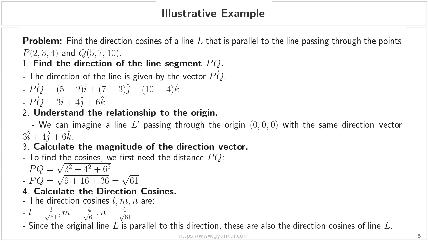Finally, we can calculate the actual direction cosines, which we denote as L, M, and N. We simply take each component of our vector and divide it by that magnitude we just found. This gives us L equals 3 over the square root of 61, M equals 4 over the square root of 61, and N equals 6 over the square root of 61. And remember, because the original line L is parallel to this direction, these values are precisely the direction cosines for our original line L.